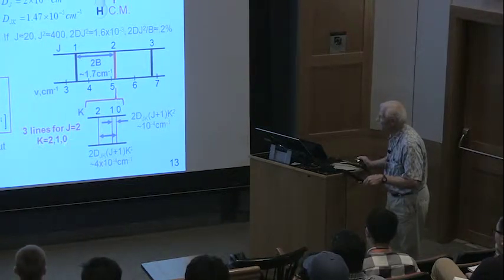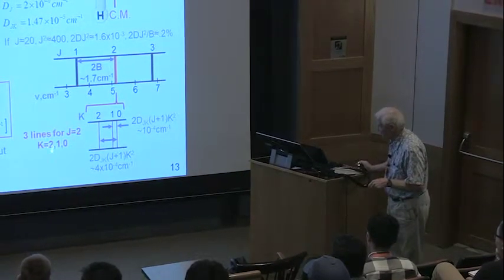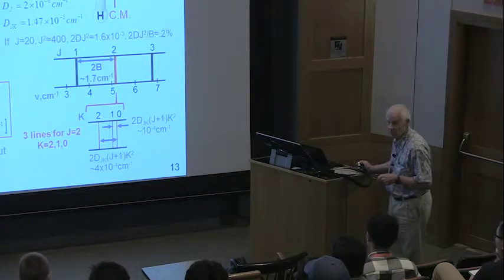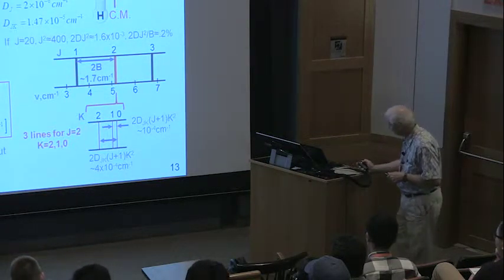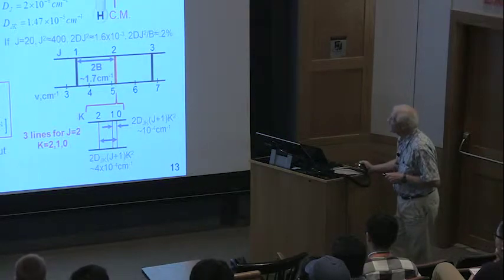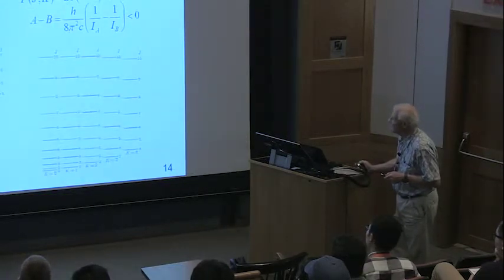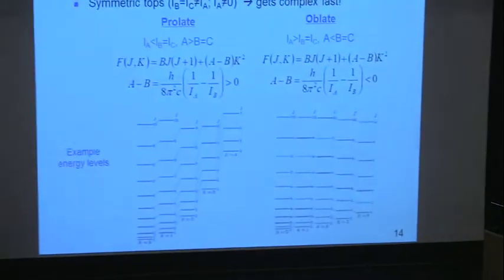Why 3 instead of 2J plus 1? Because the positions of 2 and 1 and 0 are the same as minus 1 and minus 2. It goes as K squared. So basically, symmetric top is really not that bad until you put in the non-rigid part.